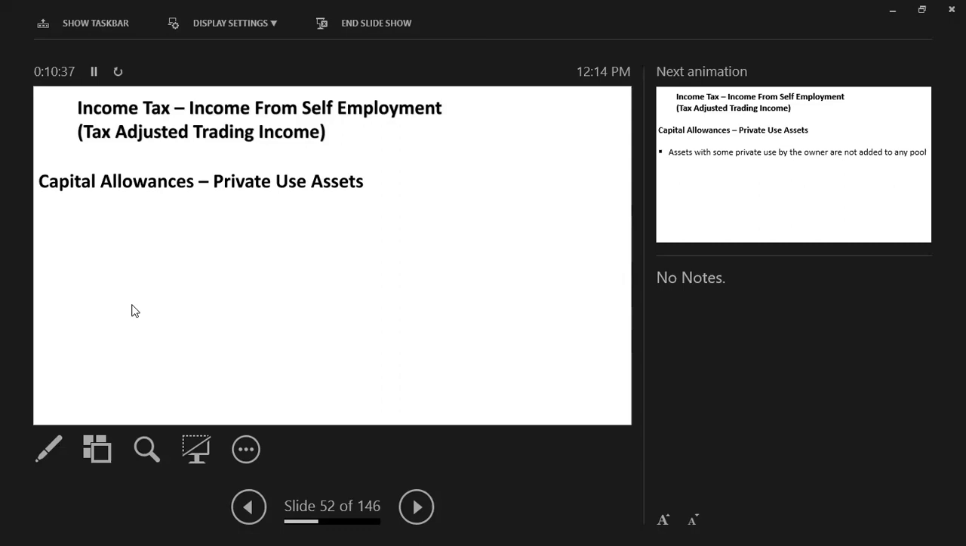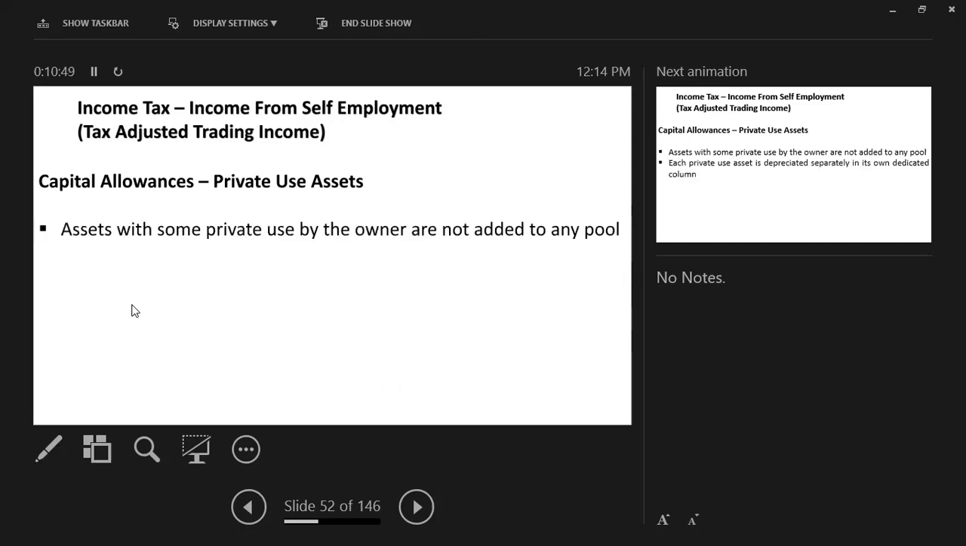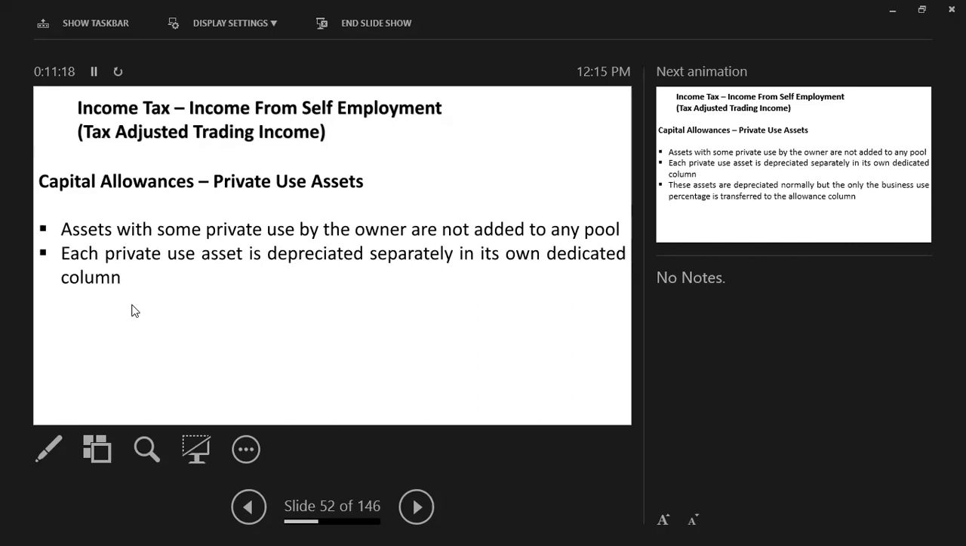Next heading, private use asset. I have not practiced that example. We'll now practice one comprehensive example in which everything will be included, then you will understand the treatment of each item. So please write this under private use asset: assets with some private use by the owner are not added into any pool. Please write the next point as well.